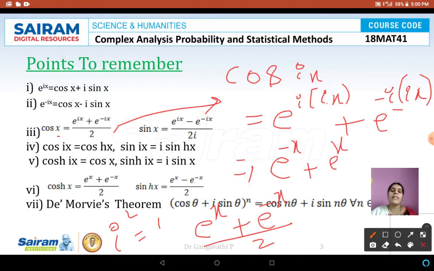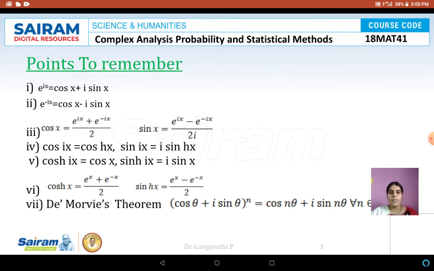Now you can multiply by 2 and divide by 2. From the result we already have the 2 there, so this is not required. So e power x plus e power minus x by 2 is nothing but cos hyperbolic x. So this is the result that we had got. You can remember this in your own way. Now similarly, sin ix is i times sin hyperbolic x. So all these results are very, very important. You need to remember them.